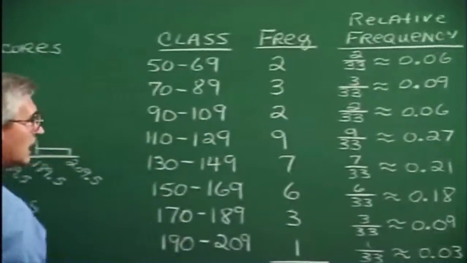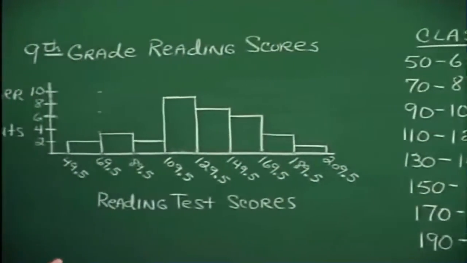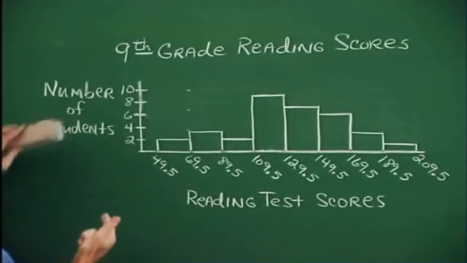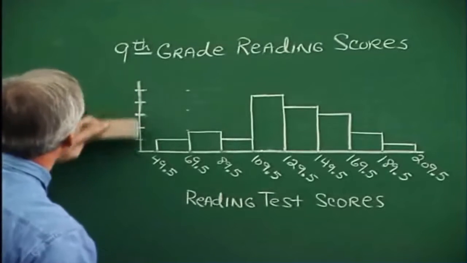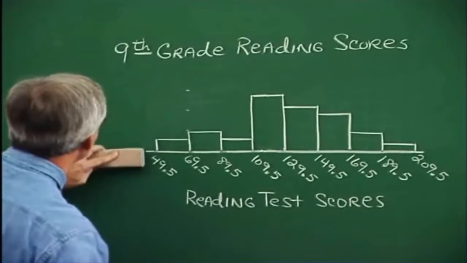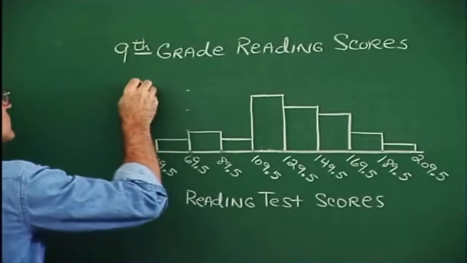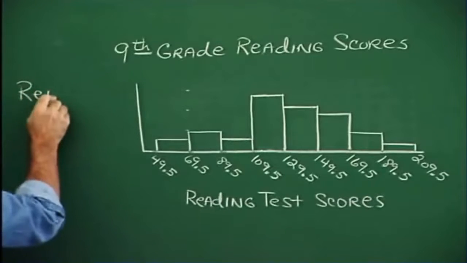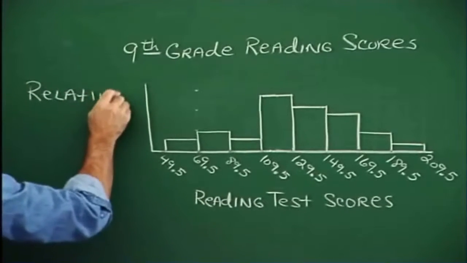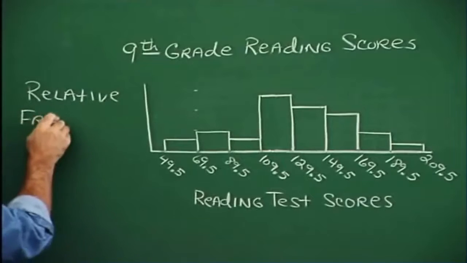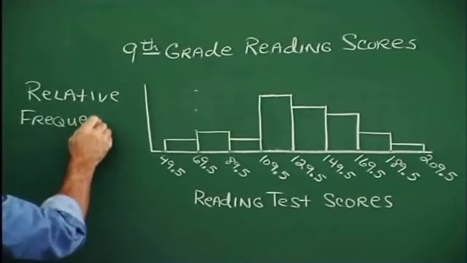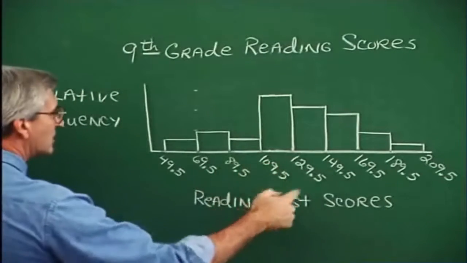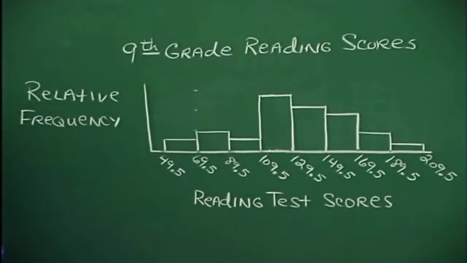Now, here's what that means in terms of what we had before. Let's just slide over here, and here's the graph that we had before. And along this axis, instead of having a number of students, which is a frequency, I'm going to erase this, and we're going to write this axis as a relative frequency. And notice that the other axis stays exactly the same. That is, the boundaries and the class widths and so forth stay exactly the same.